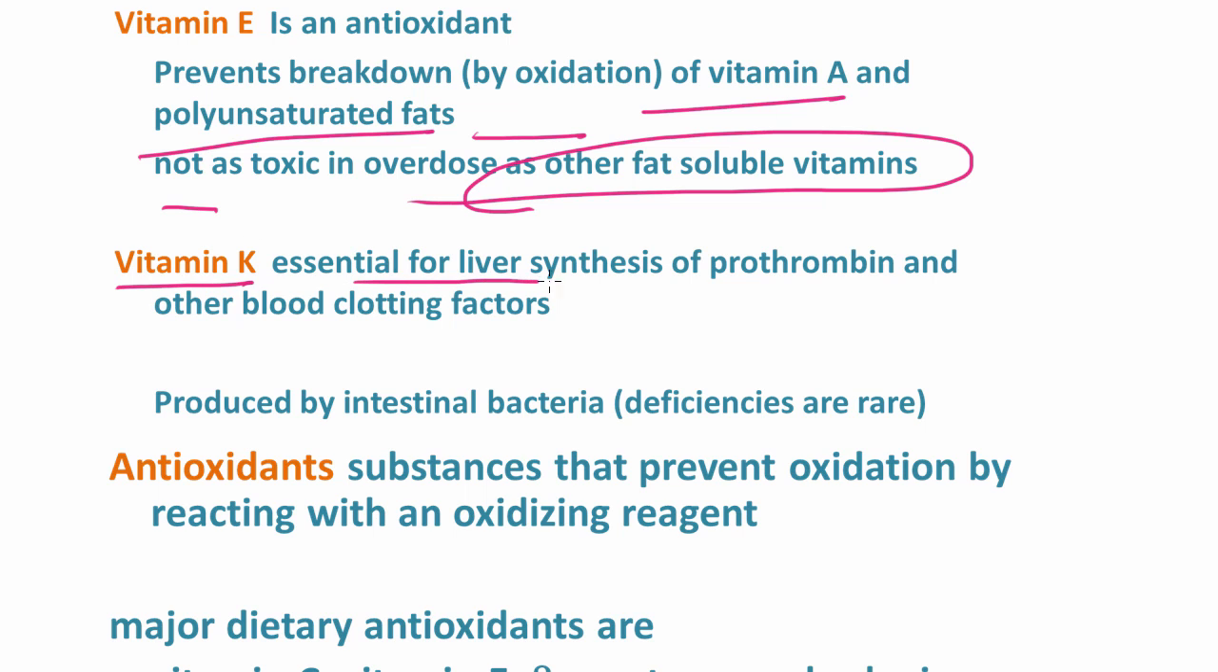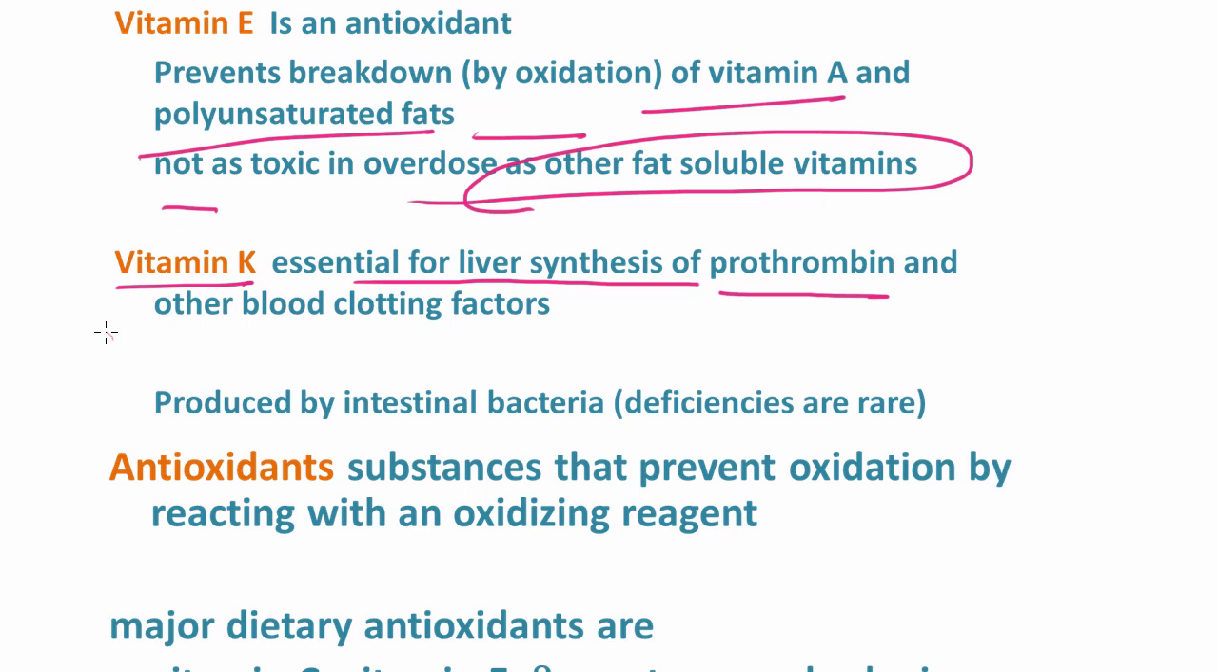Vitamin K is essential for liver synthesis of prothrombin, which happens to be a blood clotting factor, and also some of the other blood clotting factors. And deficiencies of this vitamin are very rare because it's usually produced by intestinal bacteria.